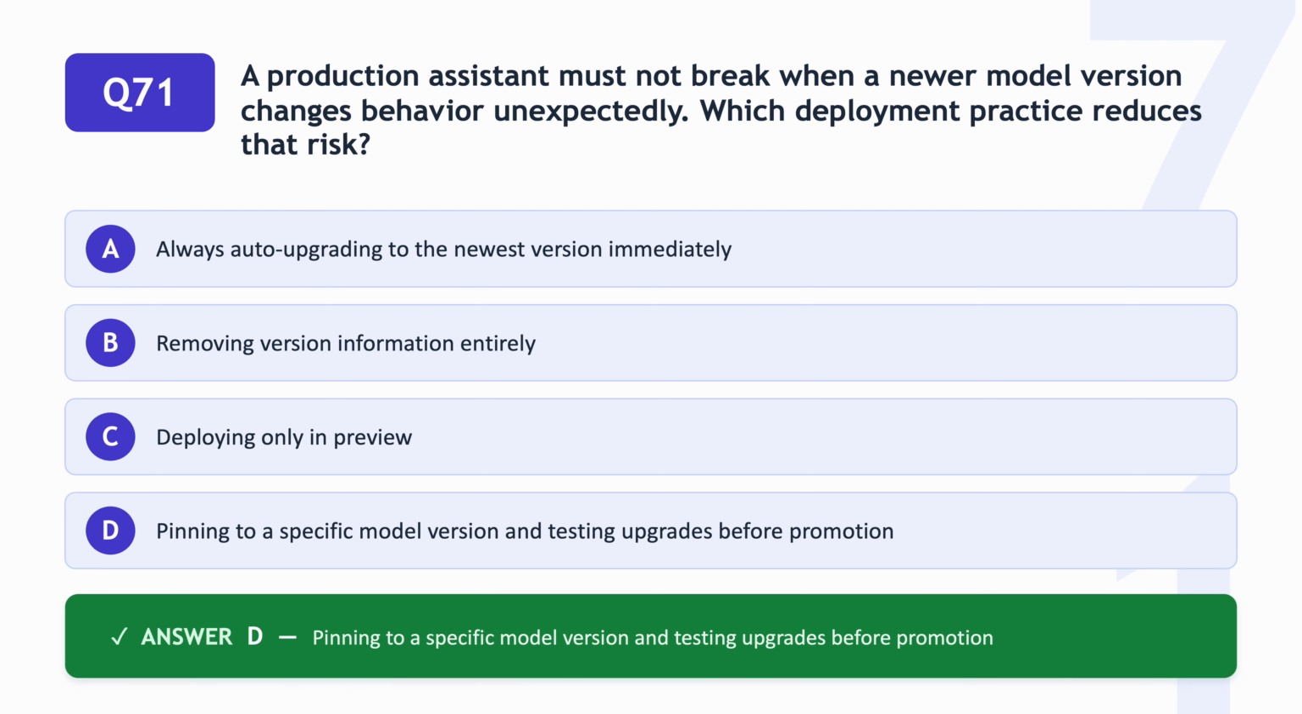Correct answer, D. Pinning to a specific model version and testing upgrades before promotion. Why D is correct? The concern is production stability: avoid unexpected behavior changes, control when model upgrades occur, and validate changes before users are impacted. The best practice is to pin production deployments to a specific model version and only move to a newer version after testing it in development or staging environments.